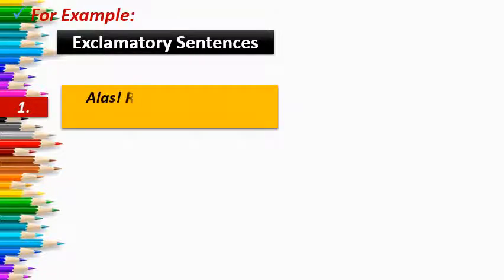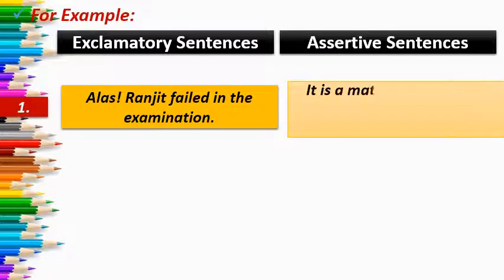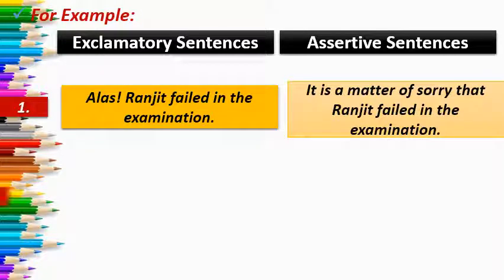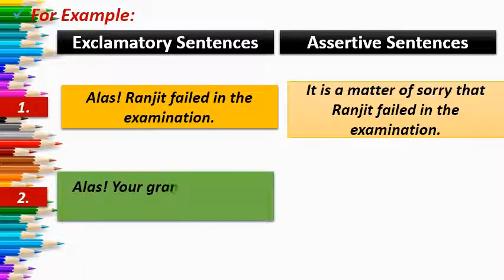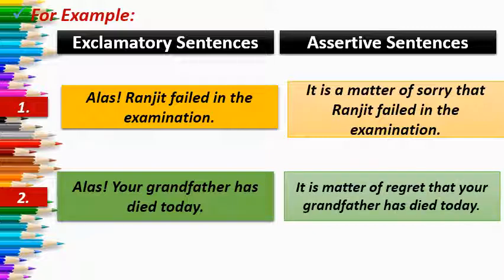So now let us see few examples to clarify it. Let us see how to change exclamatory sentences into assertive sentences. Alas, exclamation sign, Ranjit failed in the examination. So when we will convert it into assertive sentence, the sentence will be, it is a matter of sorry that Ranjit failed in the examination. Now let us see another example to clarify it. Alas, exclamation sign, your grandfather has died today. So the sentence will be, it is matter of regret that your grandfather has died today.